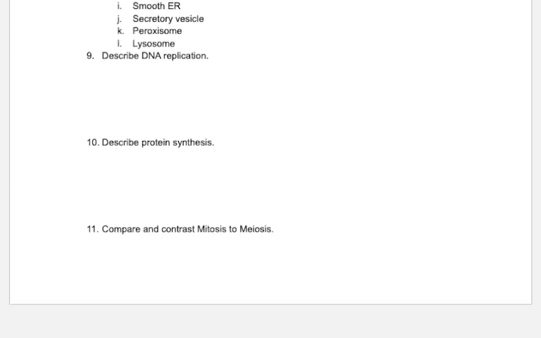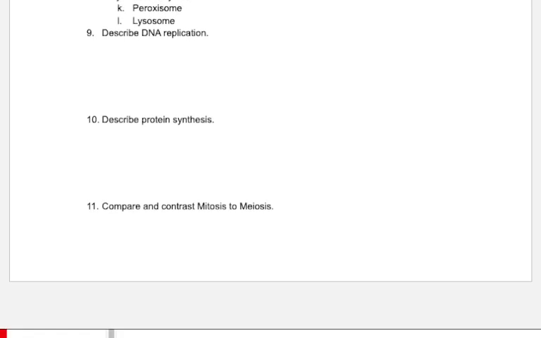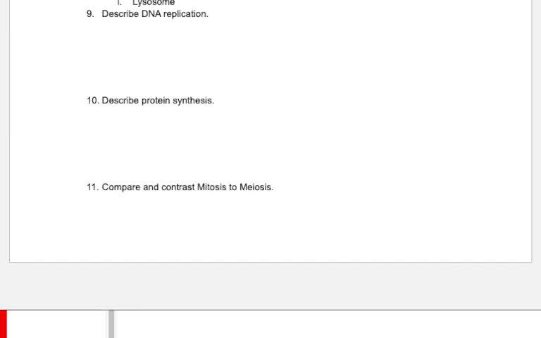Okay, describe DNA replication. We actually didn't talk too much about that here, so honestly, you can just skip number 9. For protein synthesis, I want you guys to understand the central dogma and basically how do we start at DNA and end with proteins using the words transcription, translation, and proteins, and putting those in the correct order where you start with DNA and you end with proteins.